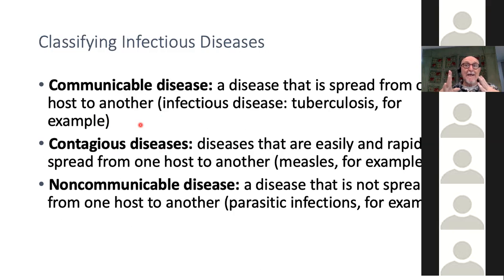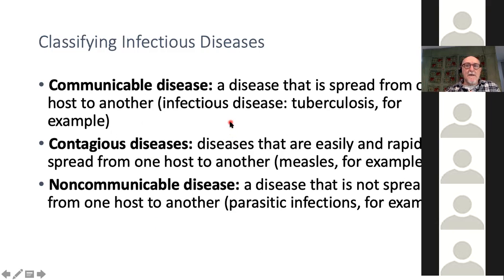But that communication can be direct, person to person, or it can be through some other agency. A contagious disease implies a person-to-person contact, with the disease being spread directly from one host to the other. A non-communicable disease is a disease which is not spread from one host to another. Many parasitic infections, for example.